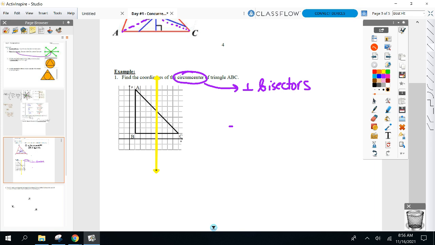I don't have to do any fancy math there. What other side is also going to be easy to do a perpendicular bisector for? AB. The vertical line, AB. Go ahead. Do a perpendicular bisector for AB now. 1, 2, 3, 4, 5, 6, 7, 8. 1, 2, 3, 4, halfway.